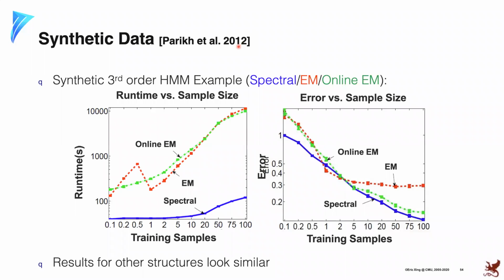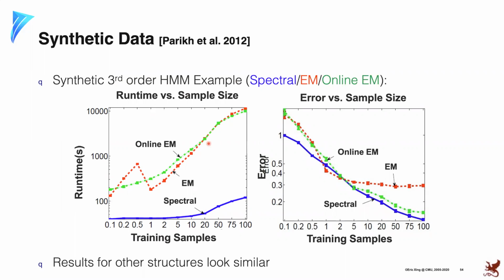So essentially, it shows the comparison on a synthetic third order HMM example. It shows a runtime comparison and error comparison among three algorithms. The blue one is spectral, and the red one is an EM algorithm we are very familiar with, and the green one is an online EM algorithm.